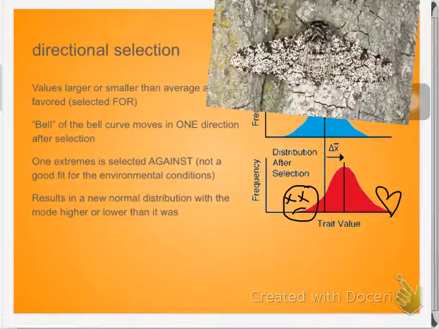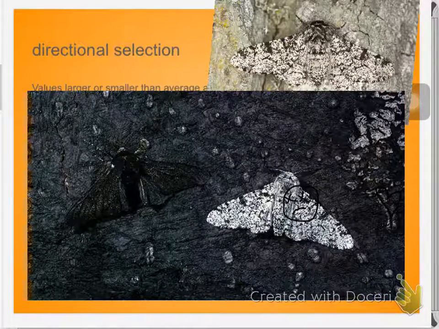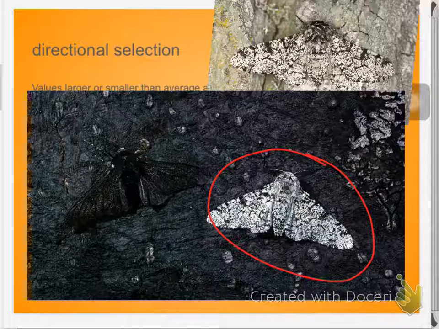Yeah. So you cover those trees with black soot, and here's the funny thing. That really well camouflaged moth suddenly isn't so camouflaged anymore. It sticks out like a sore thumb. And as a matter of fact, can you see the dark moth in the picture? Just barely. It's right there. It's really hard to see.